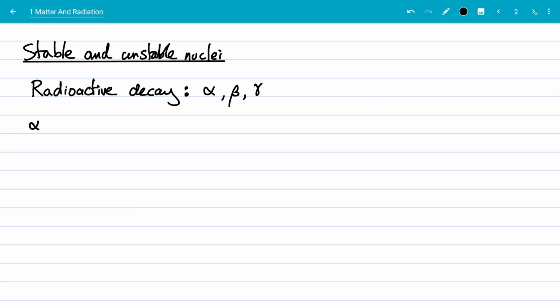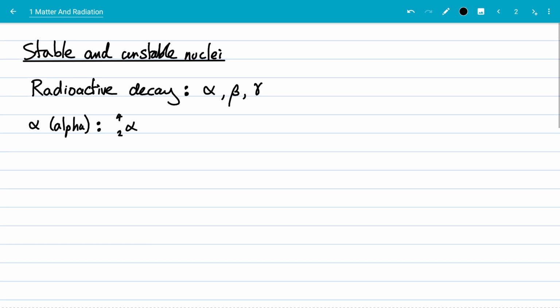So let's talk about each of these radiations. So alpha, written like that. Well, an alpha particle has a mass number of 4 and a proton number of 2. So it is equivalent to the nucleus of a helium atom. Absolutely equivalent to that. The only difference is that it comes from the nucleus of an unstable atom.